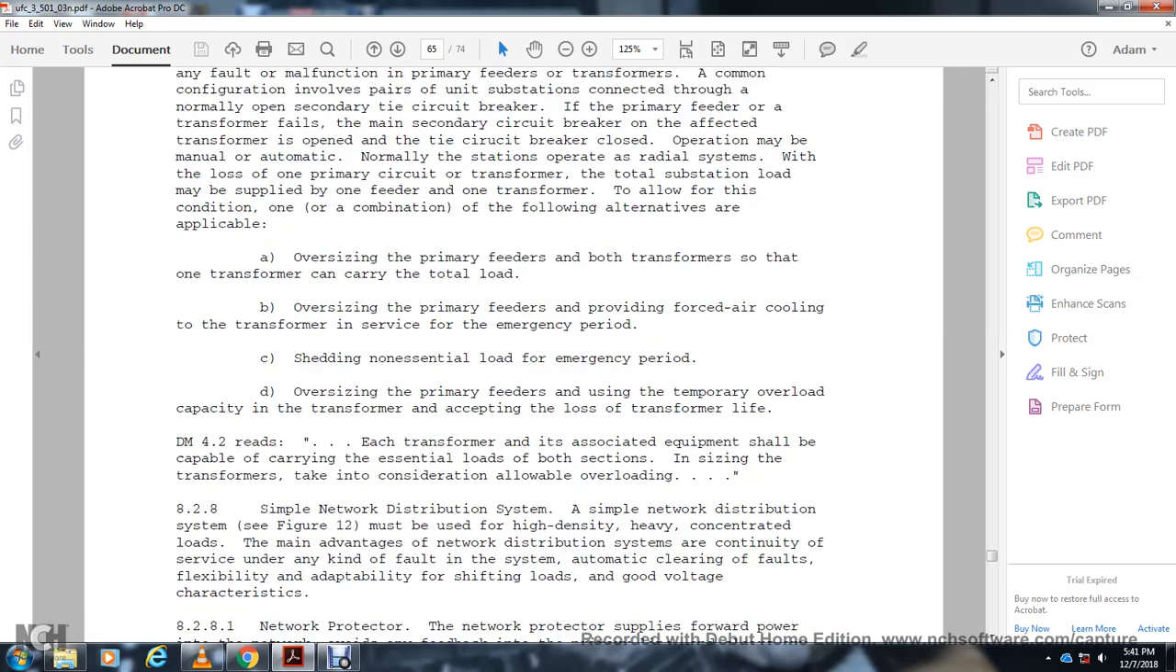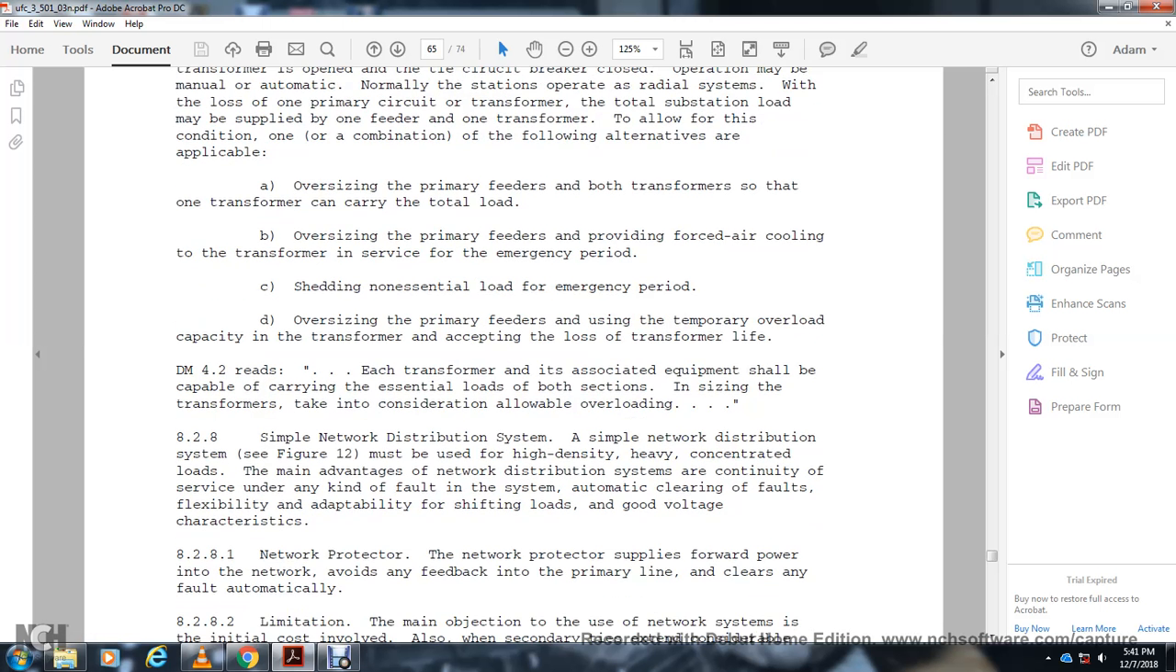8.2 Simple network distribution system, see figure 12. It is used with a high density, heavily concentrated load. The main advantage of the network distribution system is continuity of service, which automatically adjusts to a fault, with flexibility, adaptability, shifting load, and good voltage characteristics. Network protector: the network protector supplies forward power into the network and avoids feedback when the primary line clears any fault automatically.